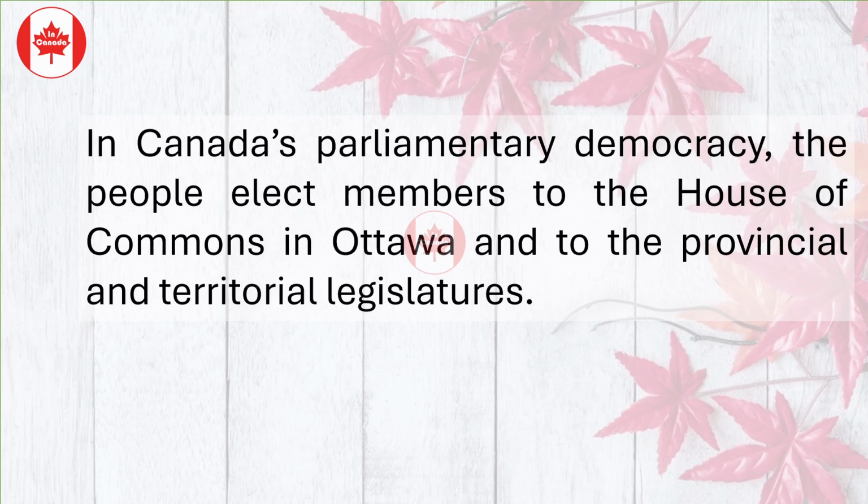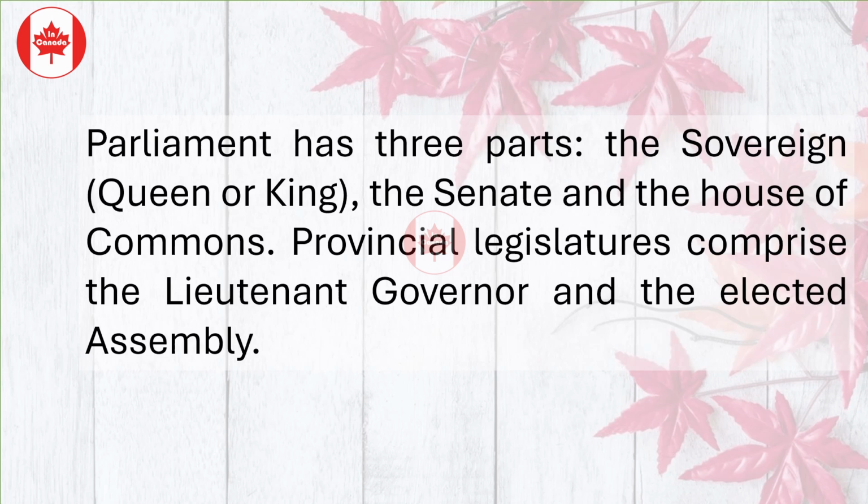In Canada's parliamentary democracy, the people elect members to the House of Commons in Ottawa and to the provincial and territorial legislatures. Parliament has three parts: the sovereign, Queen or King, the Senate, and the House of Commons. Provincial legislatures comprise the Lieutenant Governor and the elected Assembly.